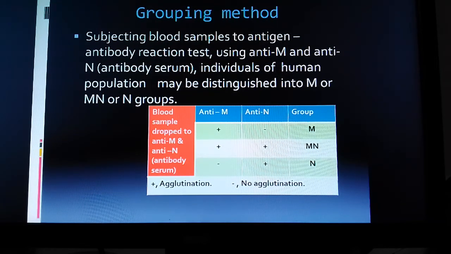Now these M, MN and N blood groups may be distinguished among persons by a simple antigen-antibody reaction test based on the agglutination between the sample blood and anti-M or anti-N antibody serum. And here we have put the plus indicating agglutination and minus indicating no agglutination. Accordingly, you can assume whether a blood group is of M type or MN type or N type.